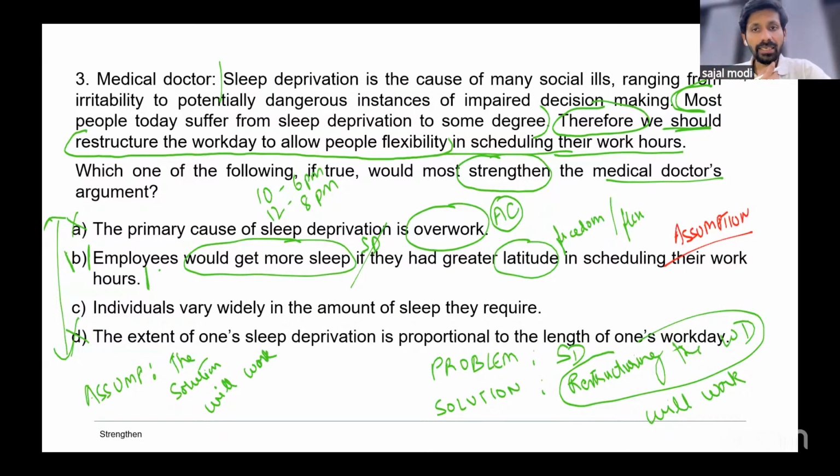Look at C. Individuals vary widely in the amount of sleep they require. It is at best irrelevant to the argument. At worst, it might weaken the argument, because maybe it is pointing out that one solution will not fit all. For different people, you will have to come up with different solutions. The author is assuming this solution will work for most people, right? So C is either irrelevant or weakens the argument. For sure, it is not strengthening the argument. Option B is correct.